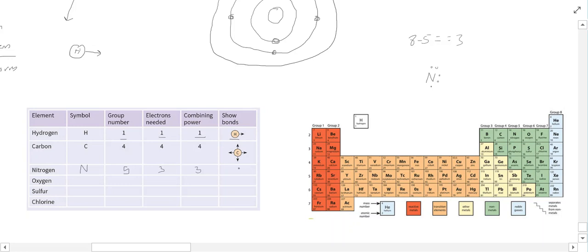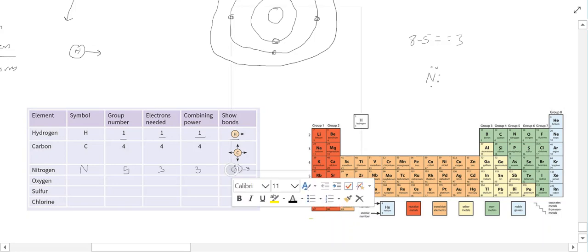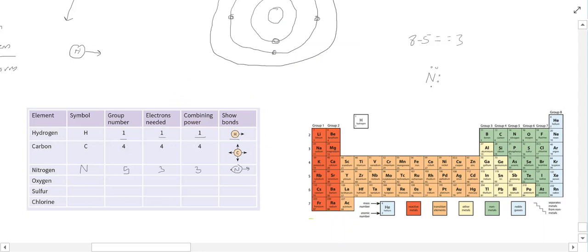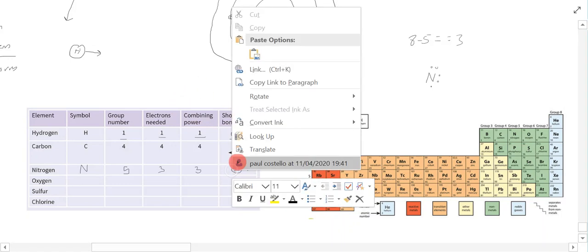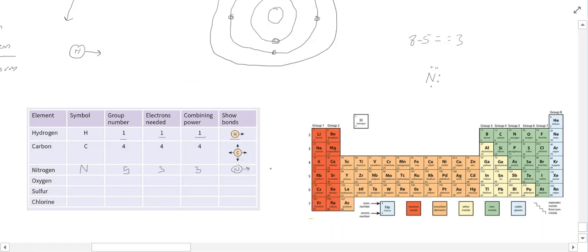So therefore we can just write it like this. We can have a little N, simple like that. So 1, 2. I'll just write it out here. It'll be something like this. It'll have a combining power of 3, so it'll be written something like this.